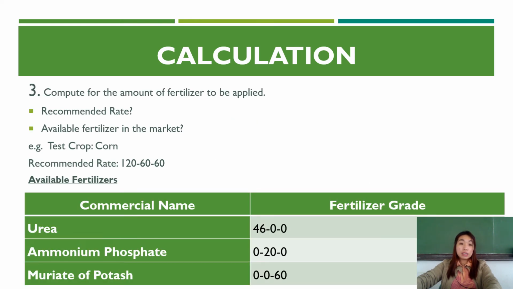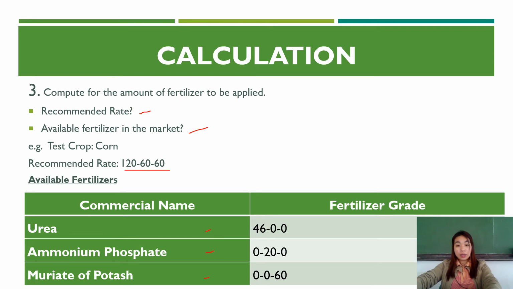Now, next is to compute the amount of fertilizer to be applied. You should know the recommended rate and the available fertilizer in the market. Since our test crop is corn, the rate is 120, 60, 60. What are the available fertilizers? Commonly, the available fertilizers in the market are urea, ammonium phosphate, and muriate of potash.